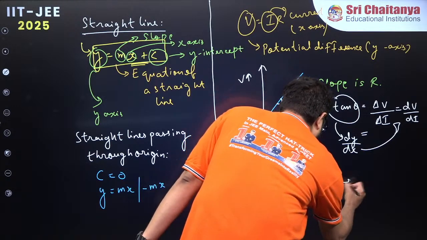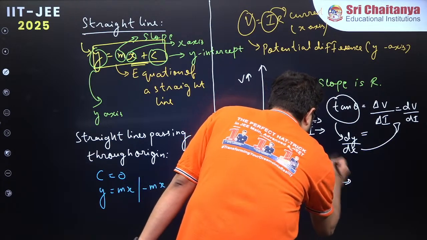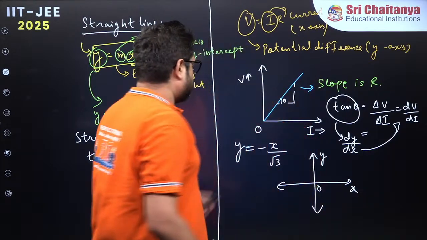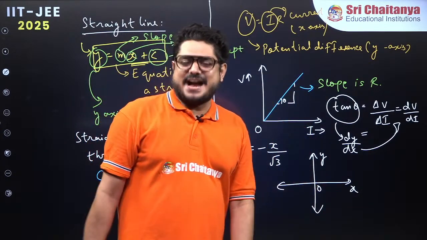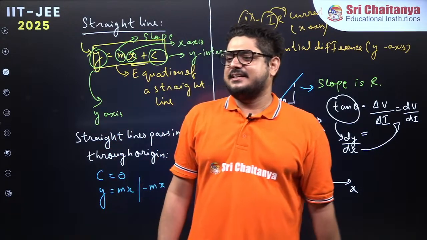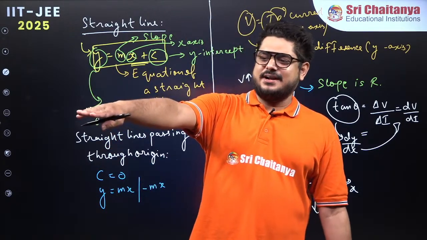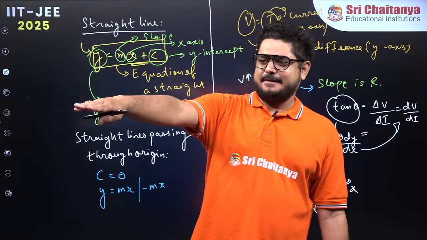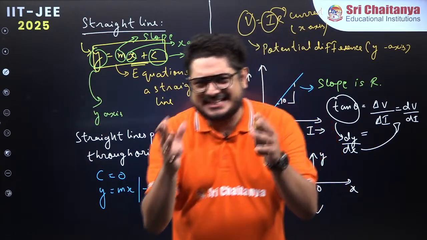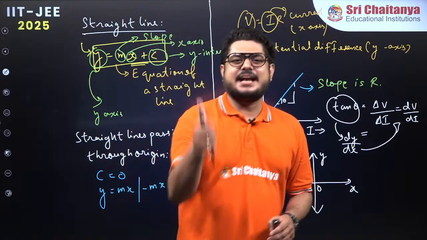Let's try to plot. This is going to be the y-axis. This is going to be the x-axis, like this. This is the origin. Now you can see that there is a minus sign associated over here. The slope is negative, isn't it? Those who are able to visualize that the slope is negative, they can give me a thumbs up.